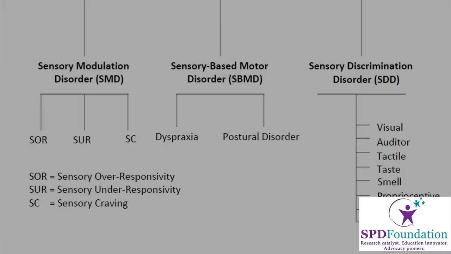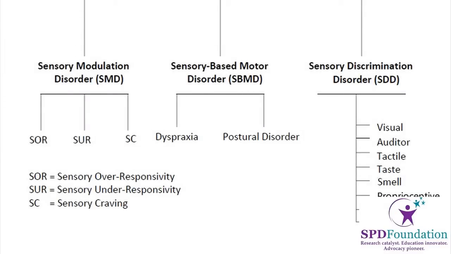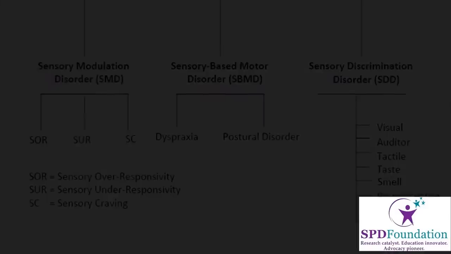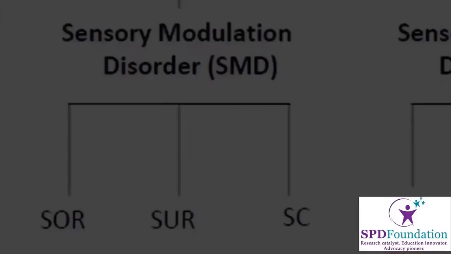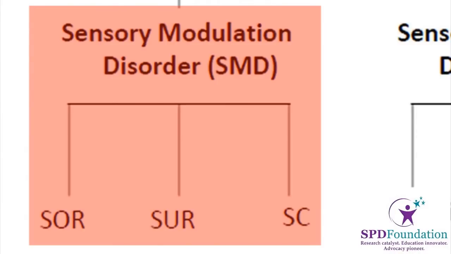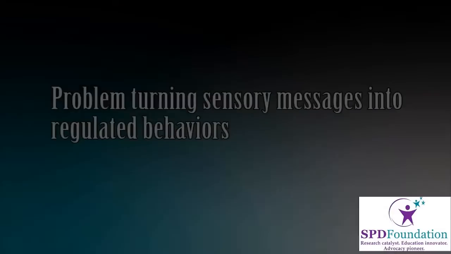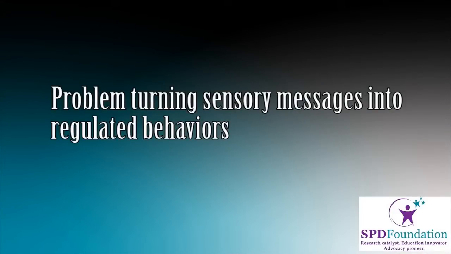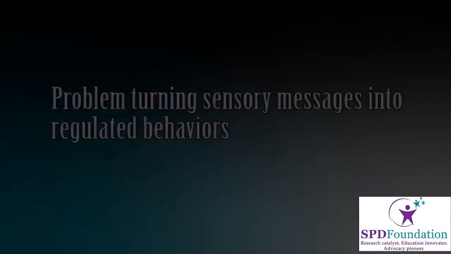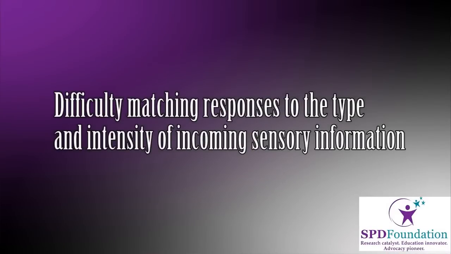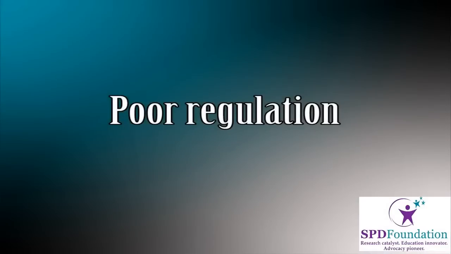Let's look at the three primary patterns of SPD now. These patterns can appear independently, or a person may have more than one at the same time. The first pattern is Sensory Modulation Disorder, abbreviated SMD. It is a problem with turning sensory messages into regulated behaviors. Children with SMD have difficulty matching their responses to the type and intensity of incoming sensory information. Basically, these children are poorly regulated.